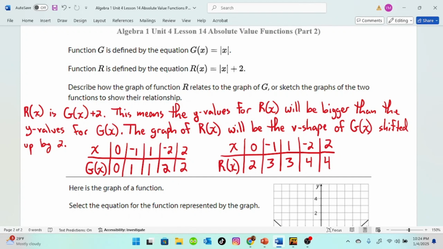So as you can see, the graph of r of x just takes the values of g of x and makes them 2 larger for the y value. So you're still going to have that same V-shaped graph, but g of x will have the point at the origin, and r of x will shift that V up by 2, and its vertex will be on the y-axis at y equals 2.